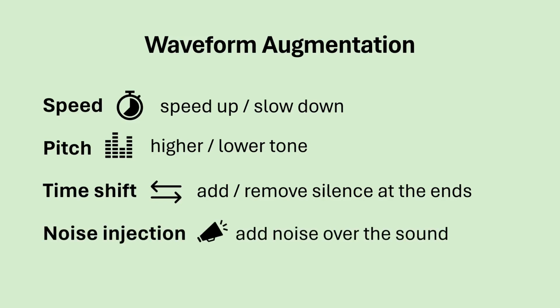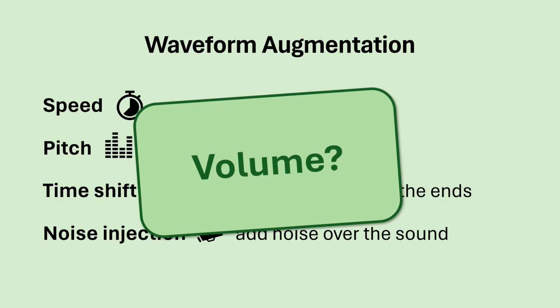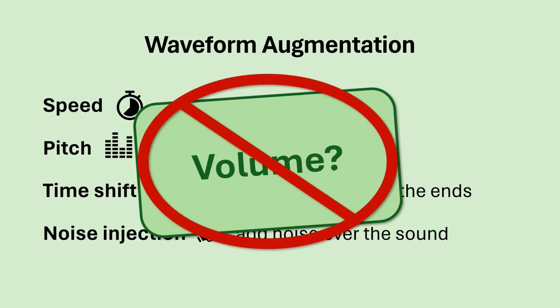Noise injection. This means adding background noise under the audio sample. You could go and find different background noises and lay them over the sample, but I'm just going to end up using white noise. Finally, there's one more waveform augmentation that we could think about using, but we're not going to end up using it in this project. That's changing the volume. This might be helpful if we were plugging our waveforms directly into a neural network, but the MFCC calculation doesn't really depend on the volume of the noise.